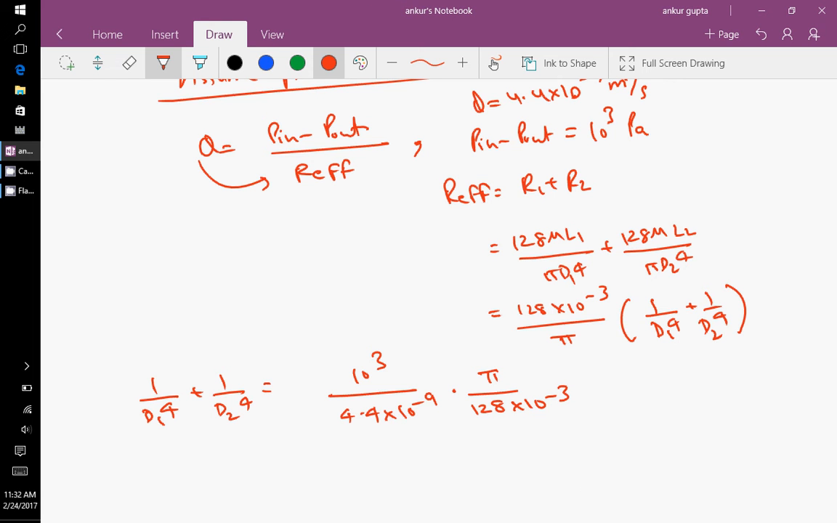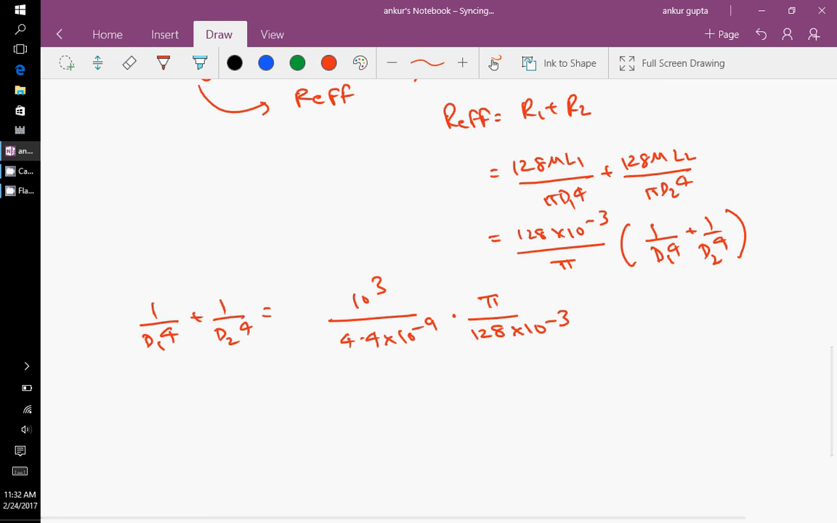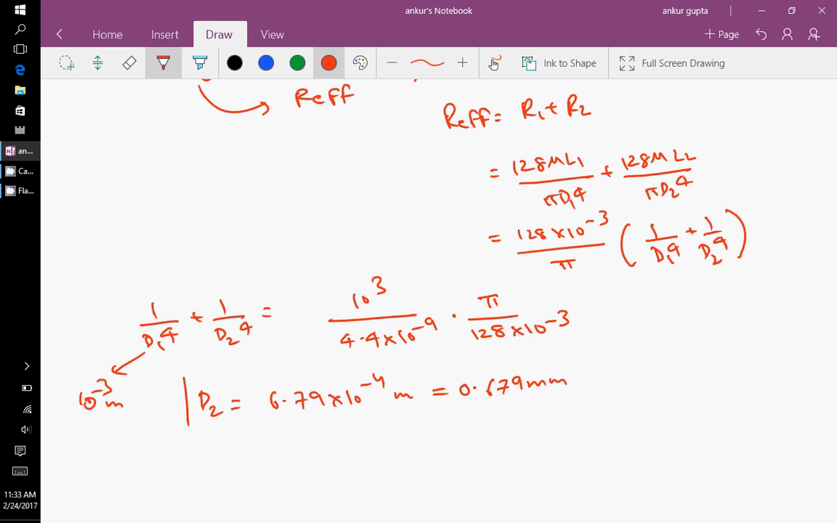whether this is correct or not, and then we can put the value of d1 as 10 to the power of minus 3 meters, and then you can find the value of d2 actually directly. So I will not be going further in details, but just giving you the answer. This will come out to be 0.679 millimeters. Okay, so we have d2 now. So d1 was 1 millimeter and d2 is 0.679 millimeters.